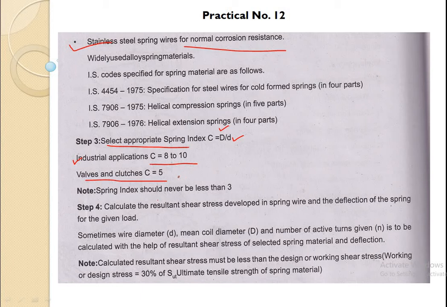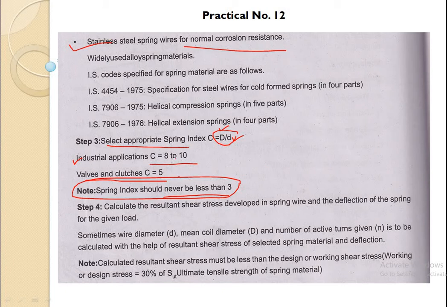The spring index should never be less than 3. Keep in mind, as an engineer, you should keep these things in mind, that while designing a spring, the spring index of that spring should not be less than 3. Means the ratio of mean coil diameter to the wire diameter should not be less than 3. That is the meaning of the spring index. That spring index should not be less than 3.